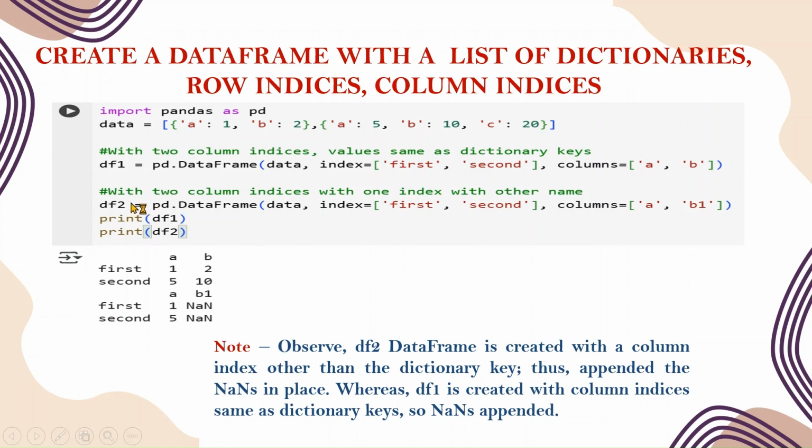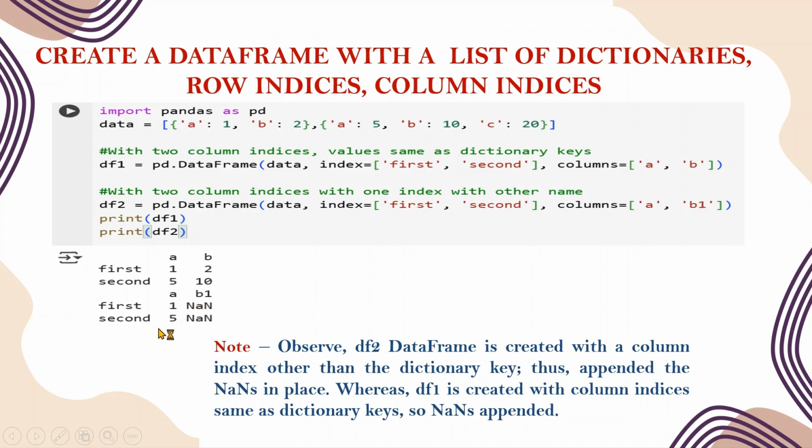Now, with two column indices, one index with another name. For this first df1, no problem, it's printing properly because A with 1 and B with 2, again A with 5 and B with 10. No problem because only two columns I'm trying to extract. But coming to df2, pd.DataFrame from the same data I'm filling. The index is also the same, first and second. Columns equal to A comma B1.